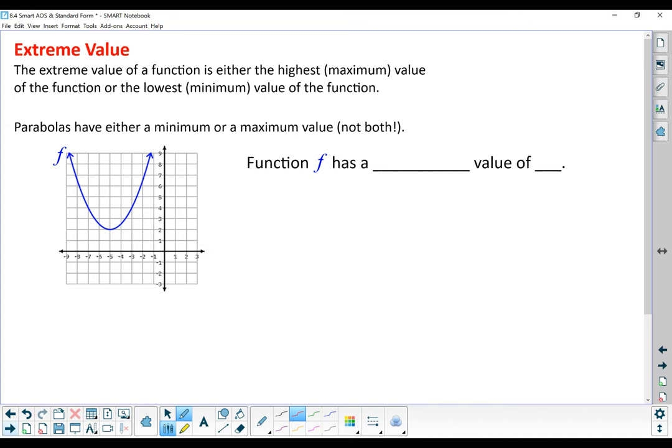So this parabola function f right here has a minimum. Oh, I can spell minimum. Try that one more time. Minimum value of 2. So when you're thinking about the minimum or maximum value, you're thinking about how high or how low does that parabola go. This one, the lowest it goes is a y value of 2. Extreme values are always y values.